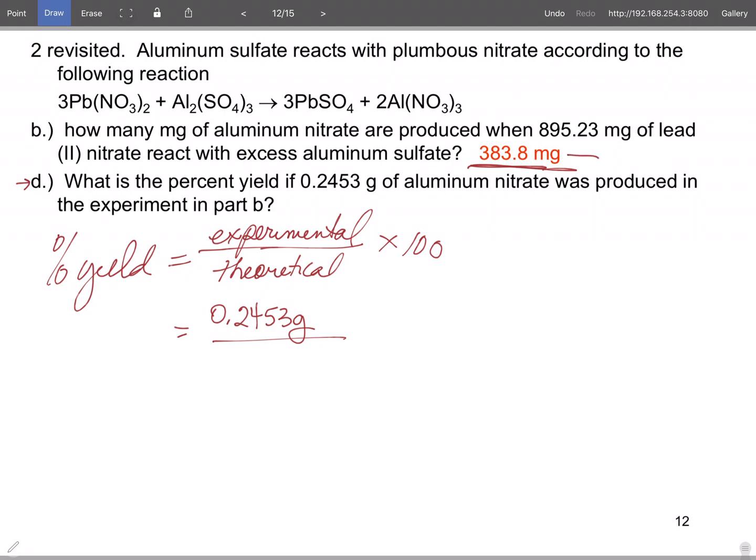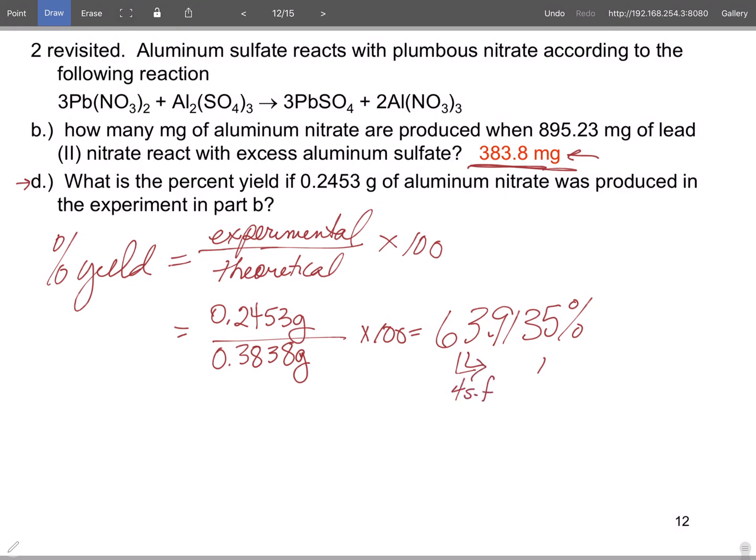Theoretically, we calculated that amount. Wait, that's milligrams. Okay, does it matter whether you use milligrams or grams? Nope. But since I already wrote that in grams, I'm going to go ahead and write this one in grams as well. Times 100, we would get 63.9135%. Both of them are four significant figures, so we'll report it in four significant figures, so it's 63.91%.